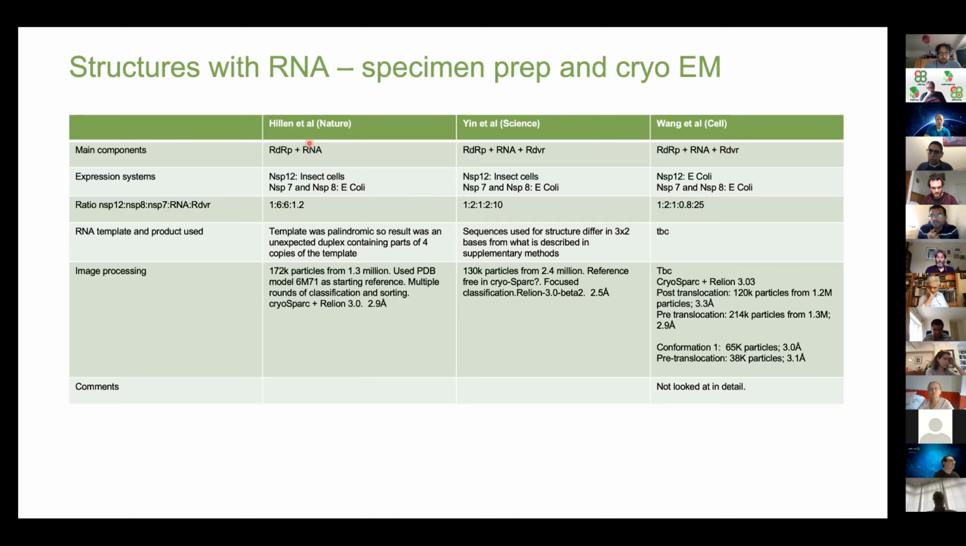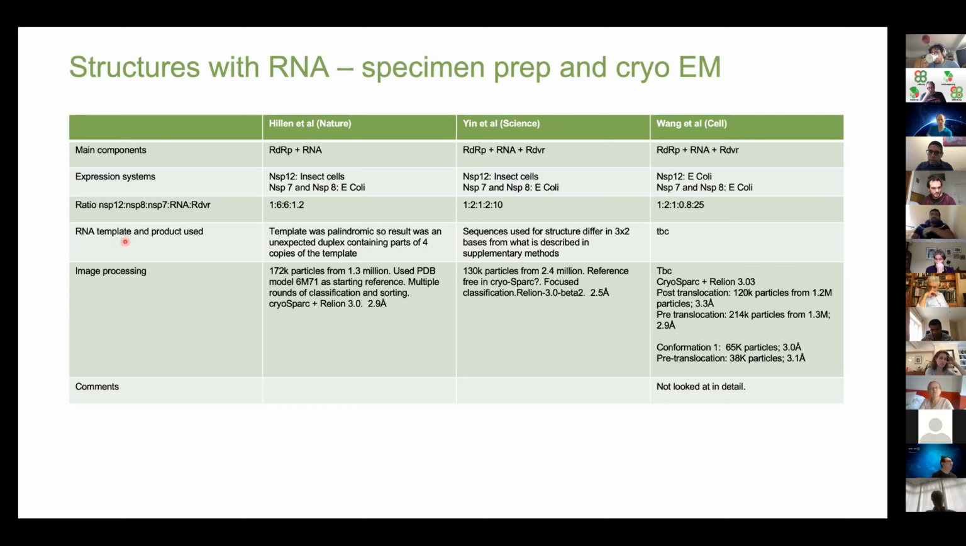Expression system: this one they used insect cells for NSP12, E. coli for 7 and 8. This one has insect cells for NSP12 and E. coli for 7 and 8. And they say the reason why they did this was because when they tried to express 7 and 8 in insect cells, they had a very low efficiency, so they had to do it this way. And Wang et al. is everything in E. coli.